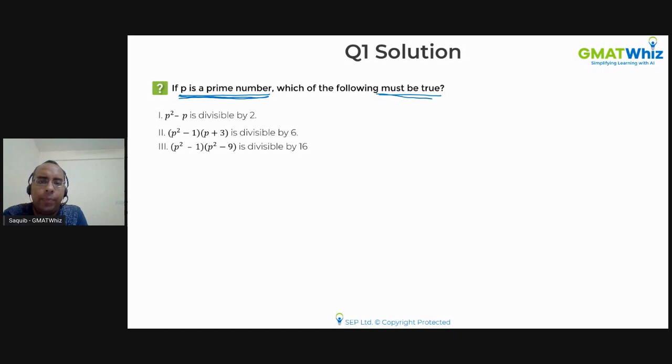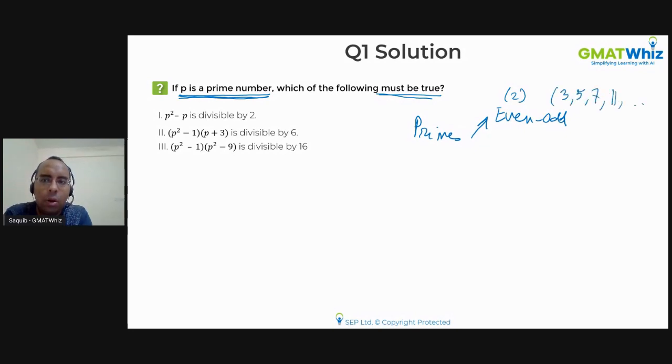Prime number questions mostly test you either on even-odd nature. For example, you should know that 2 is the only even prime number, and after that, all the other prime numbers are odd. That's one thing that they test you on. The other is based on factors, like how many total factors, how many even or odd factors, and those kinds of things. You should be able to understand these two categories and which one to use.